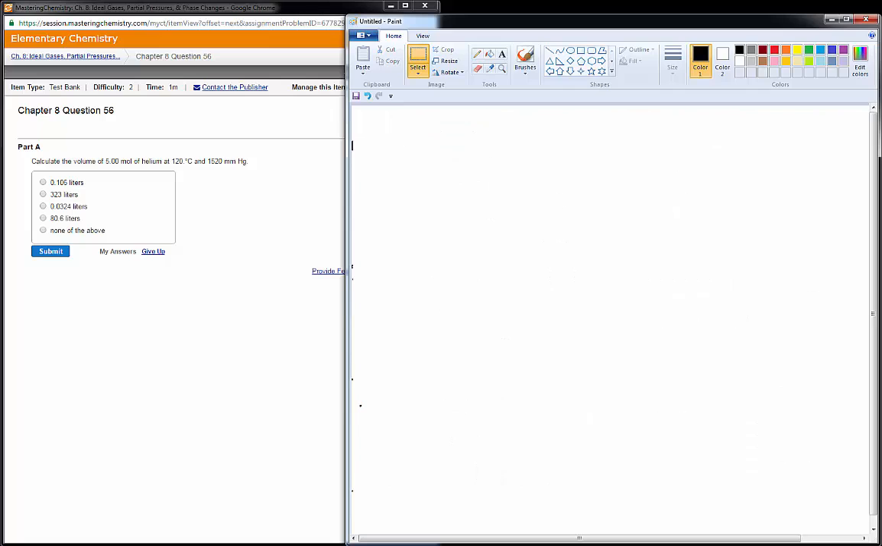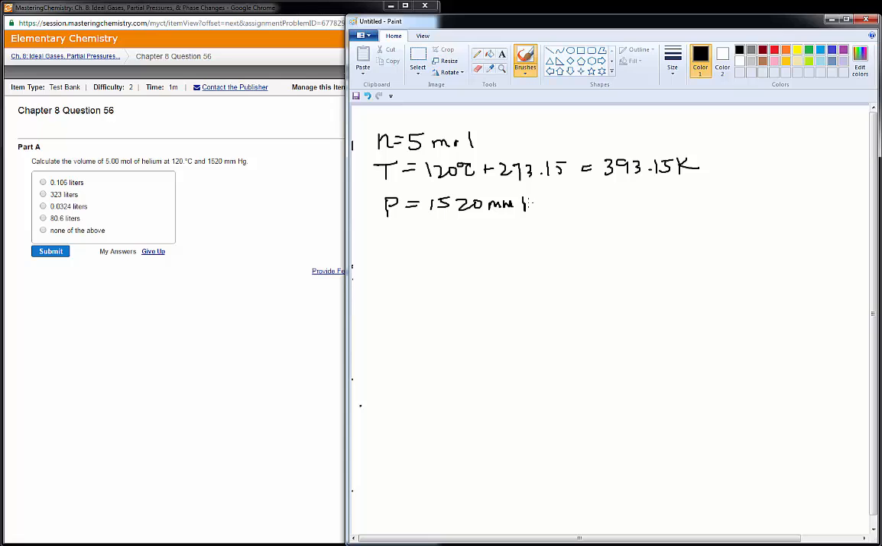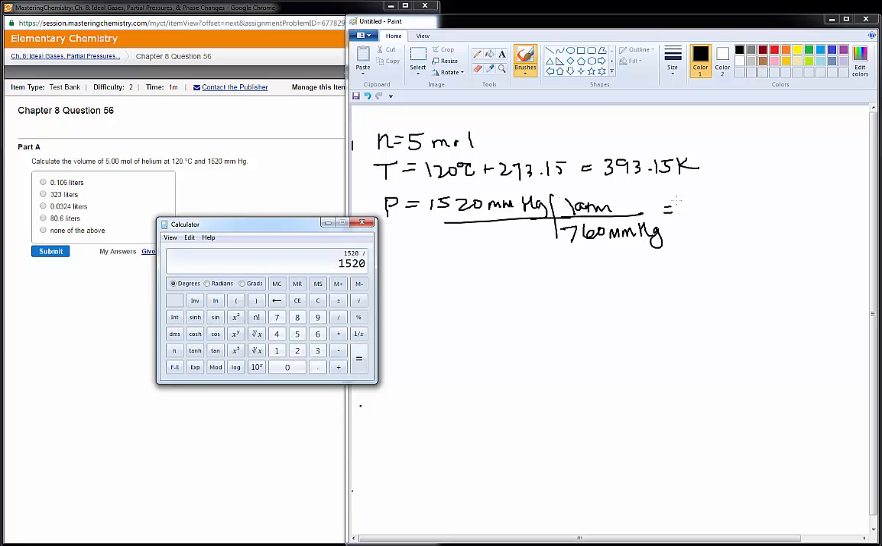Last question in this section. Calculate the volume of 5 moles helium. So n equals 5 moles. Temperature 120 degrees Celsius, which is 393.15 Kelvin. And pressure equals 1520 millimeters mercury. I'm going to need that in atmospheres. So 760 is 1 atmosphere. That's 2 atmospheres.